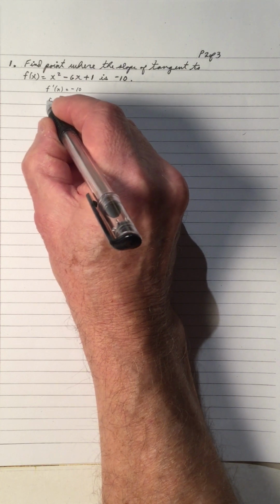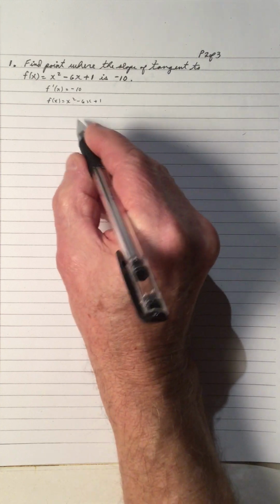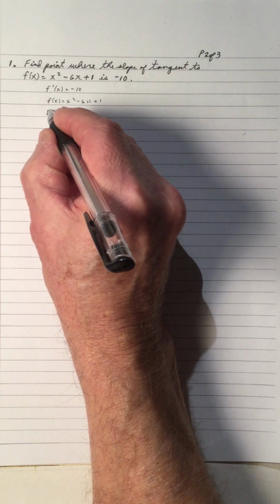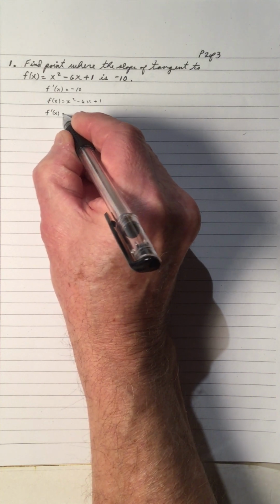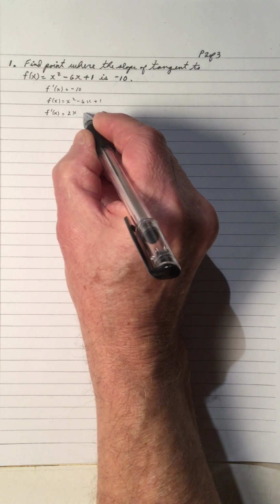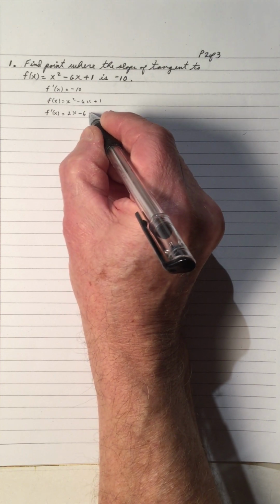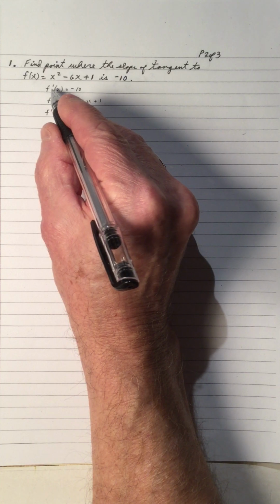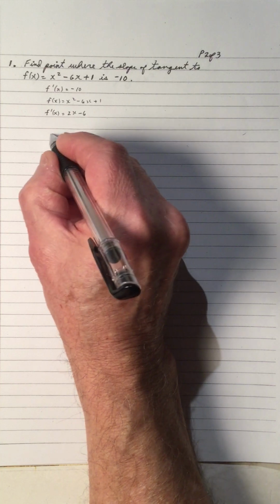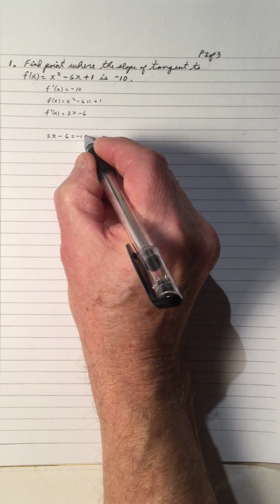So let's write down the function: f of x equals x squared minus 6x plus 1, and we'll find the derivative of f of x. The derivative of x squared is 2, and the 2 decreased by 1 gives you 1. The derivative of a linear term is negative 6. The derivative of a constant is 0. So if f prime is negative 10 and f prime is 2x minus 6, that means 2x minus 6 is equal to negative 10.